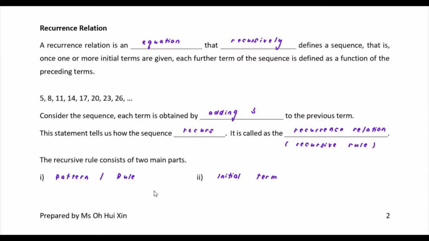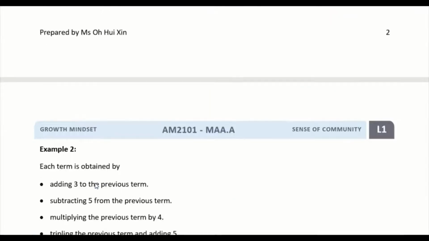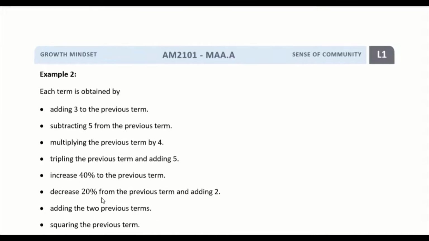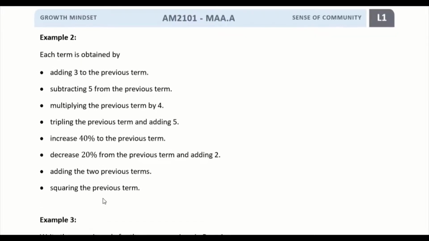So later we are going to do that together. So you can see that when you try to write the recursive rule, you will need to show these two important parts. Okay, so let's start to practice the part for the pattern first. How are we going to write it? Okay, so example 2. So we are going to write down the rule for each of the different situations here that are given by the statement here. So each term is obtained by, for example, this one is referring to example 1 just now. Okay, so each term is obtained by adding 3 to the previous term.